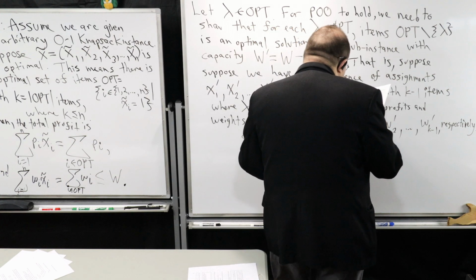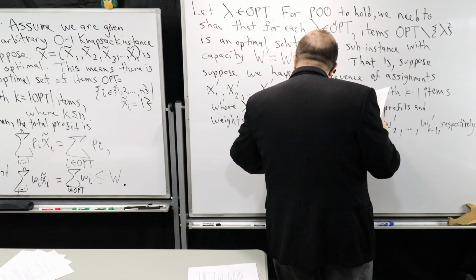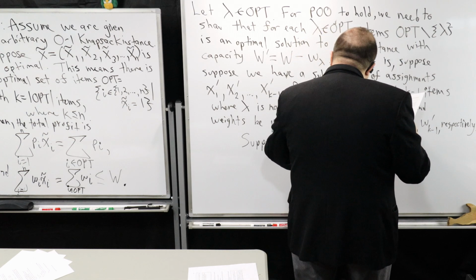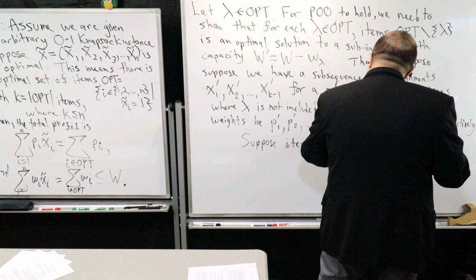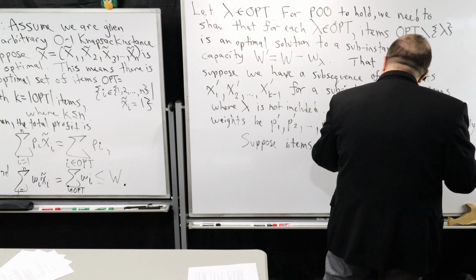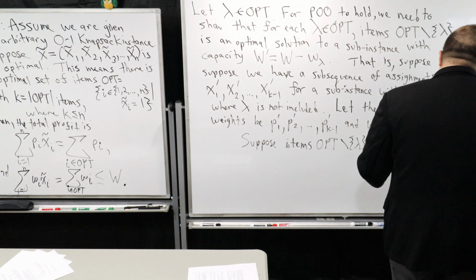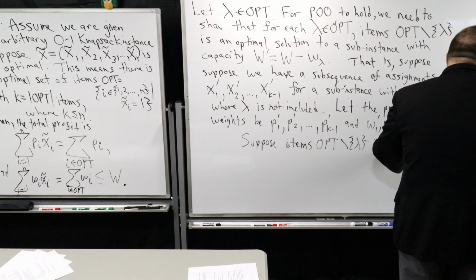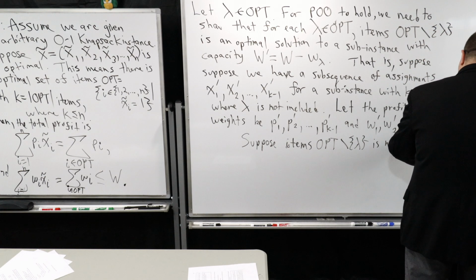So suppose items opt without item lambda is not an optimal solution.